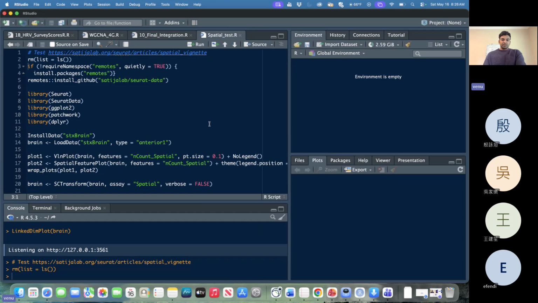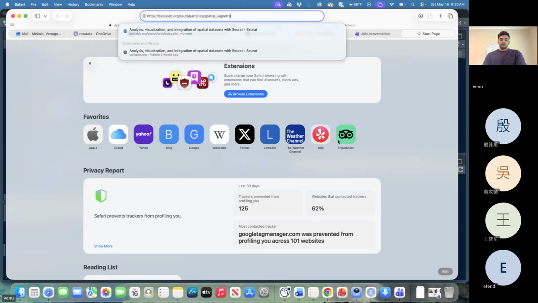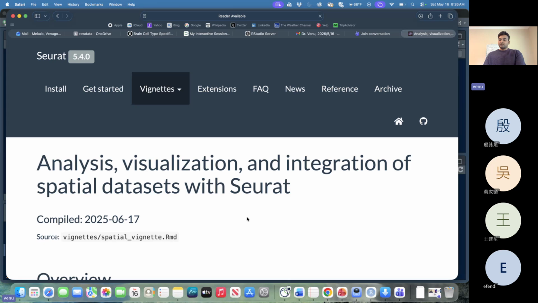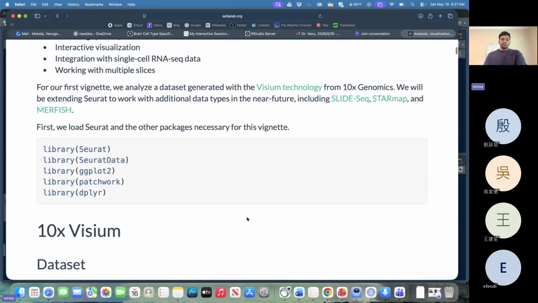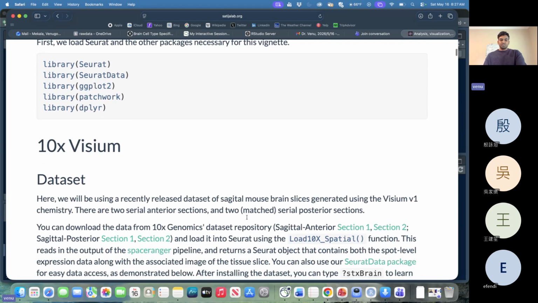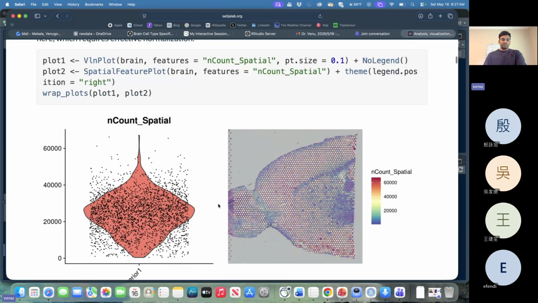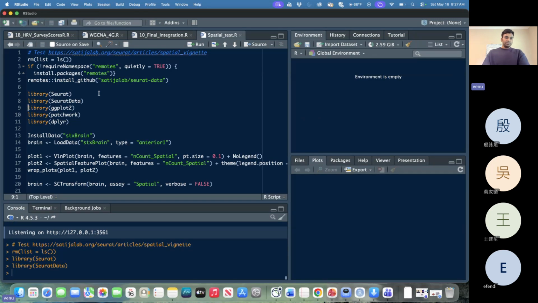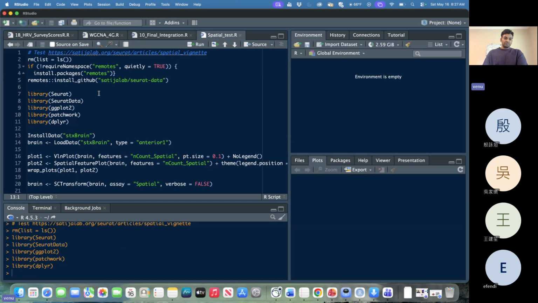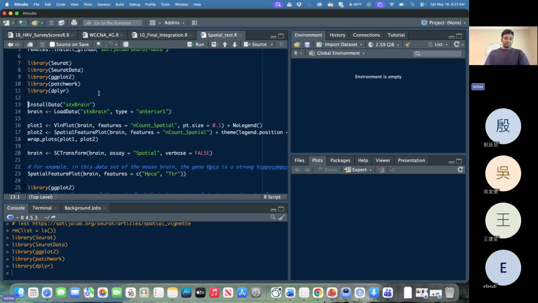You can also get the same information from this: a visualization and integration of spatial data sets with Seurat. You will get whatever data I am using from Seurat, all the information from here. What we need is a good amount of RAM for this, because a small single sample won't need much RAM, so even 12 GB is fine.